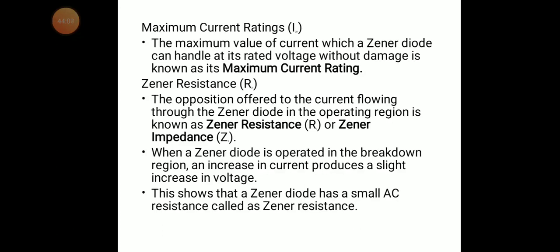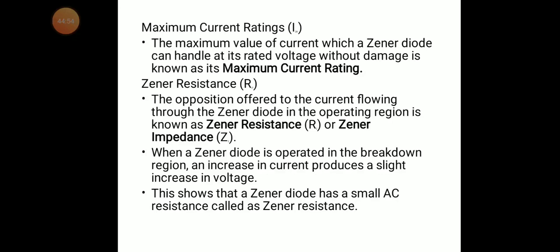We have the Zener diode, which is a combination of p-type and n-type material. It necessarily has some opposition to the current flow. The opposition offered to the current flowing through the Zener diode in the operating region is known as Zener resistance or Zener impedance. It is indicated as RZ for Zener resistance, or ZZ for Zener impedance. The impedance indicates that some amount of AC resistance may be present.